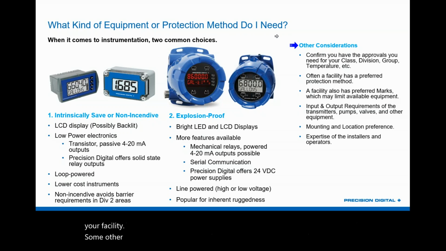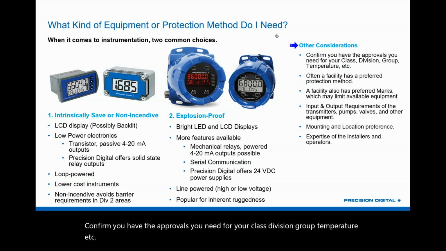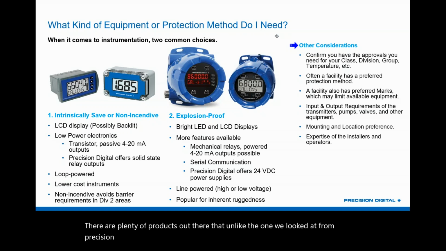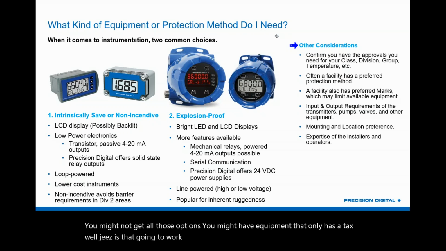Some other things to consider when you're choosing one over the other. Confirm you have the approvals you need for your class, division, group, temperature, etc. There are plenty of products out there that, unlike the one we looked at from Precision Digital, don't have all the worldwide approval marks on them. You might not get all those options. You might have equipment that only has ATEX. Well, geez, is that going to work for you? That's a question you should decide before you commit to that product.